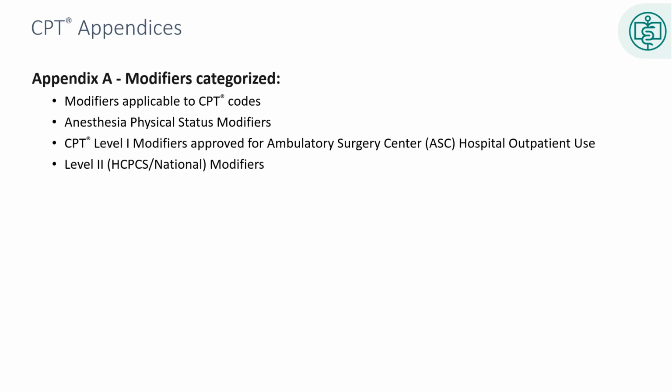There are several appendices in the back of the CPT book. Let's review a few of them now. Appendix A contains detailed descriptions of modifiers that are applicable to CPT, anesthesia, ambulatory surgery centers, and some of the Level II HCPCS modifiers.